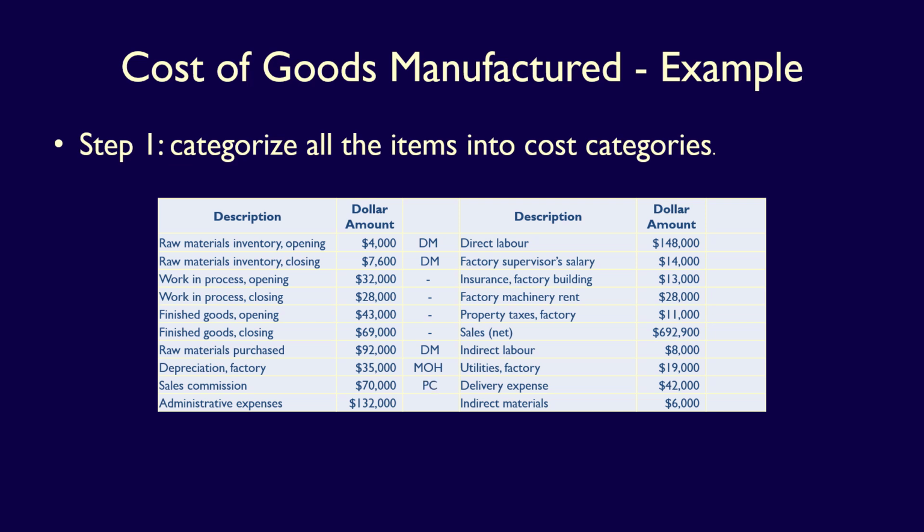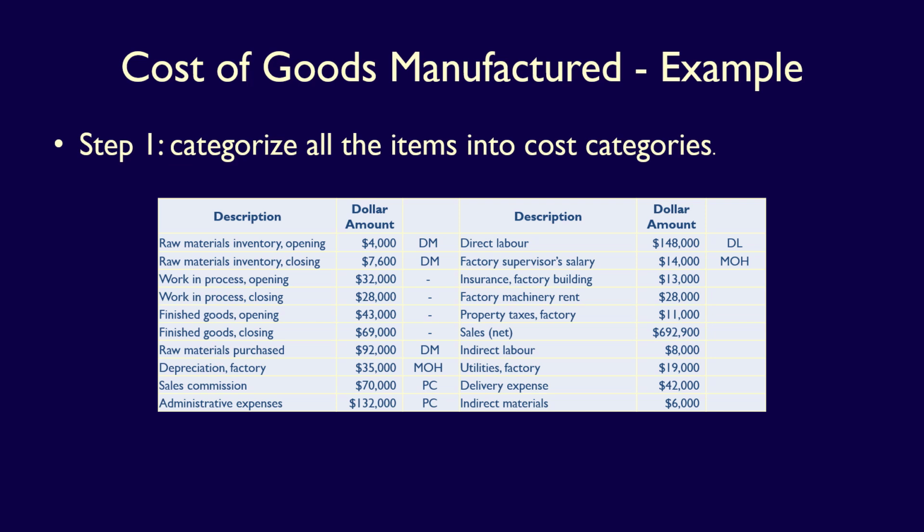MOH. Sales commission is the commission that is paid to salespeople when they sell products to stores. This has nothing to do with the factory or production, so this is a period cost. PC. Administrative expenses are part of the cost of running the business and have nothing to do with production. Therefore, it's a period cost. PC. Direct labor is pretty straightforward. It's a product cost. DL.